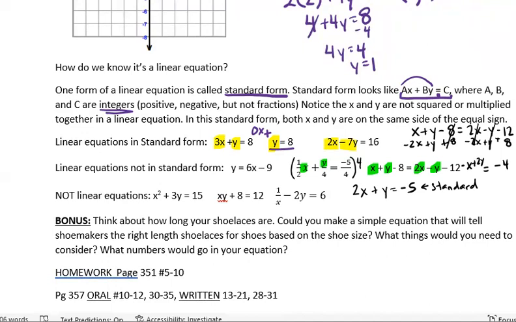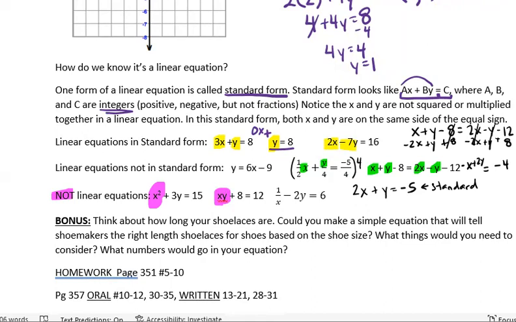Okay, our last set of them, not linear equations. So right here we have x squared plus 3y equals 15. This x squared makes it not a linear equation. This next one, xy plus 8 equals 12. I said we can't have the x and y multiplied together, so that one's not going to work.